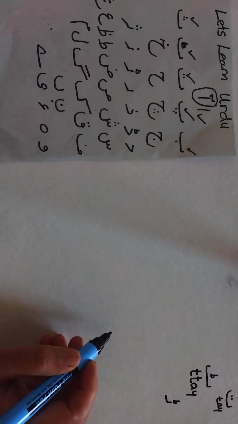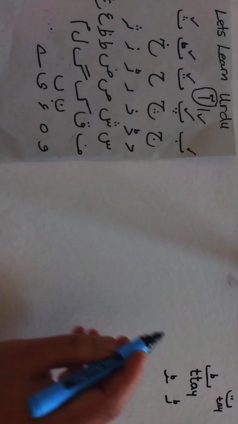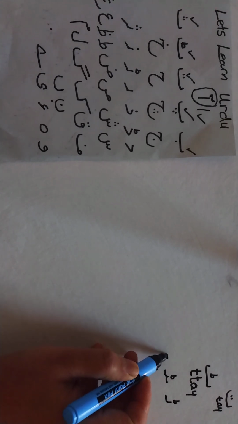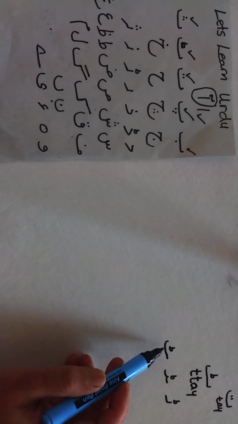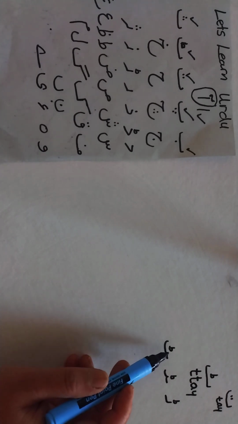T. When T comes in beginning, it looks like this. When it comes in the middle, it's just like T. T is also similar, except T had got 2 dots and T has a letter on top of it.